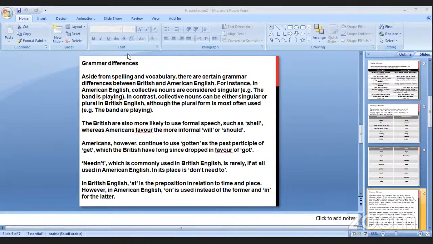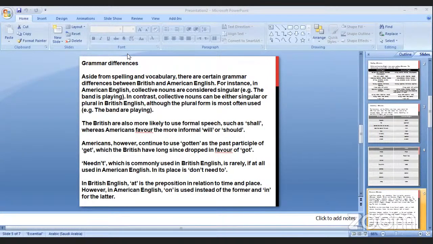Yes, my name is Muhammad. Grammar difference. Aside from spelling and vocabulary, there are certain grammar differences between British and American English. For instance, in American English, collective nouns are considered singular. For example, the band is playing. In contrast, collective nouns can be singular or plural in British English, although the plural form is most often used. For example, the band are playing.